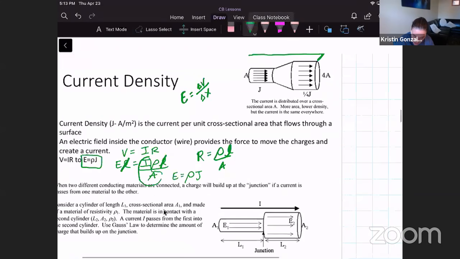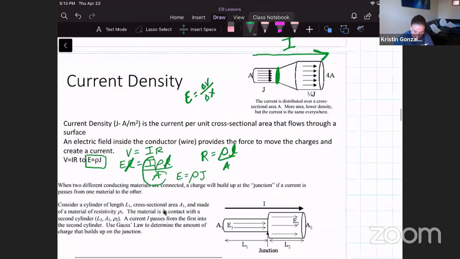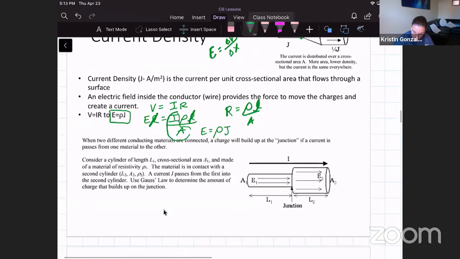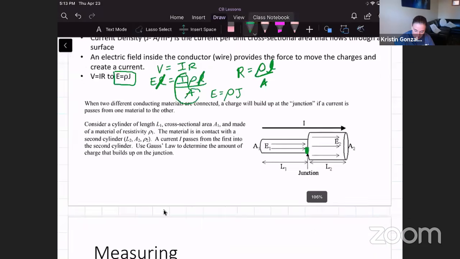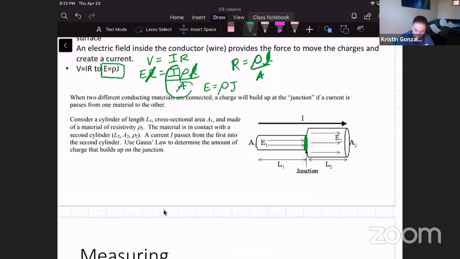So what happens when we have this junction here, when we have this wire that's going from one cross section to the next, is that we get a buildup of charge at that junction. And we can find what that charge is by using Gauss's law, because we have a relationship for the electric field with Gauss's law. So let's walk through that together. If I have here two wires, one with a cross-sectional area A1, and then a bigger one with a cross-sectional area of A2, and I have this current I going through the wire, how can we find what charge is built up here?